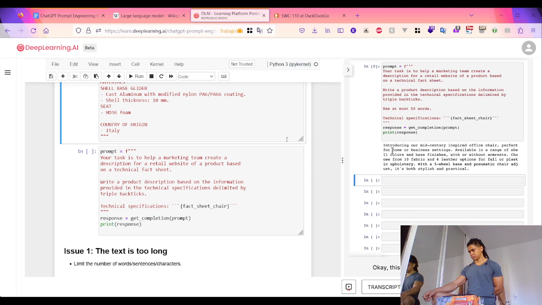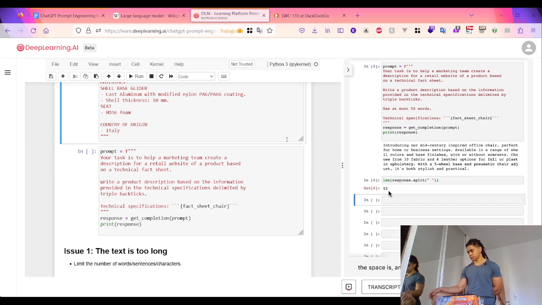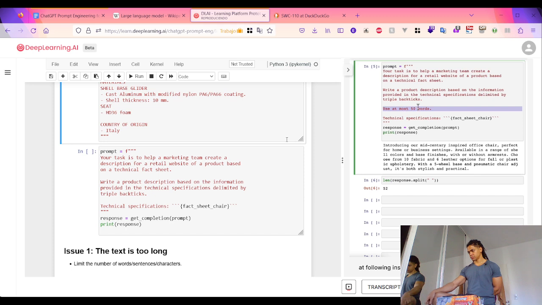Okay, this actually looks like a much nicer short description of the product. Introducing a mid-century inspired office chair, both stylish and practical, available in a range of shell colors and base finish options. Not bad. Let me double check the length. I'm going to take the response, split it according to where there are spaces, and then print out the length. So it's 52 words. It's actually not bad. Large language models are okay, but not that great at following instructions about a very precise word count. But this is actually not bad. Sometimes it will print out something with 60 or 65 words, but it's kind of within reason.